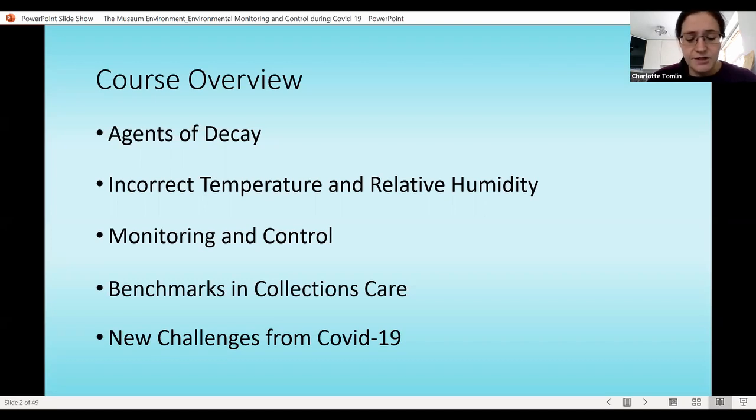I will then introduce benchmarks in collections care to show you how they can reinforce and guide your learning in environmental monitoring and control. And we can't not mention the elephant in the room. COVID-19 has introduced new challenges for the museum environment. We'll discuss what these challenges are and how we can work to reduce the impact of these challenges.